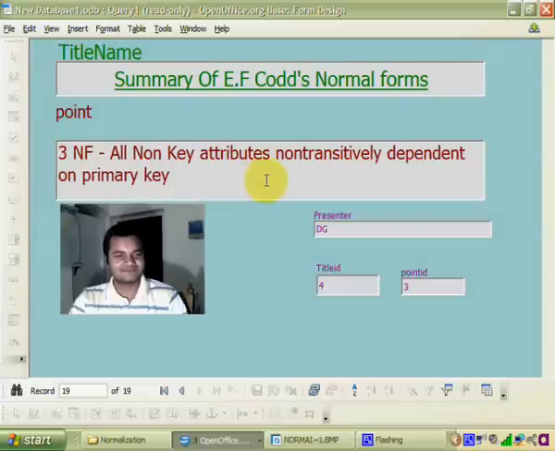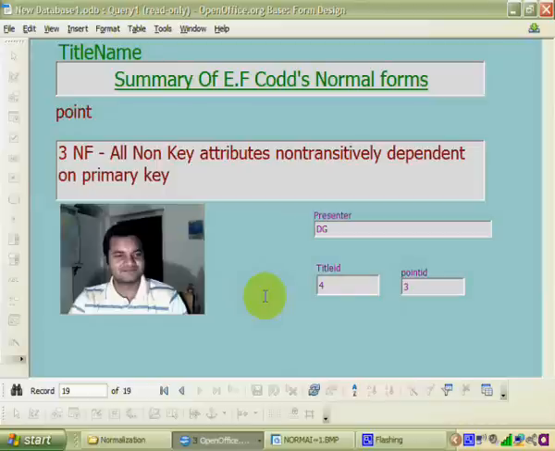So the third normal form states that all non-key attributes should be directly dependent on the primary key. The statement is all non-key attributes should be non-transitively or directly dependent on the primary key. They should not be indirectly dependent on the primary key. A transitive dependency is an indirect dependency. So non-transitive means direct.